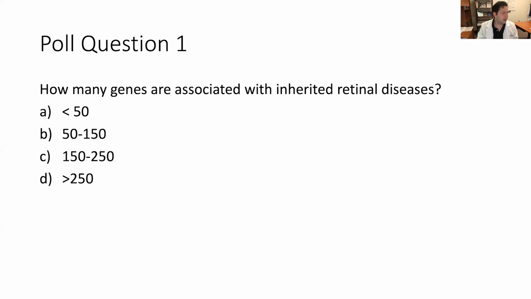Good, we're seeing the results here, and about 40% of people said more than 250 genes, and that's right. And that list is growing all the time. We think we've discovered most of the major genes, but we're still learning about all of the different genes that are important in inherited retinal disease.